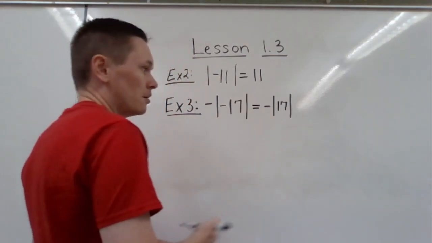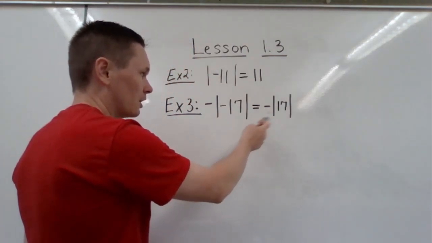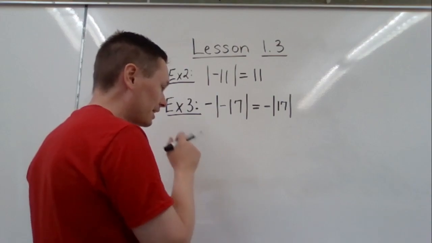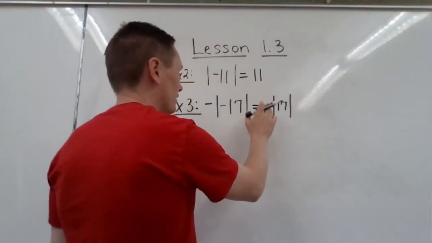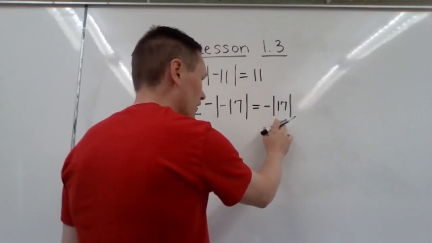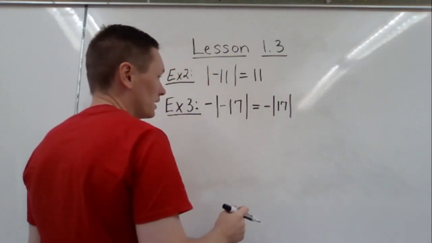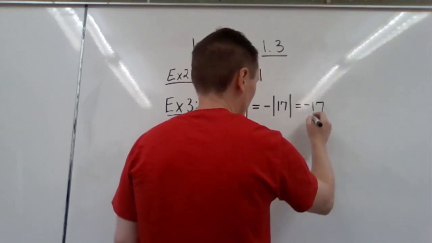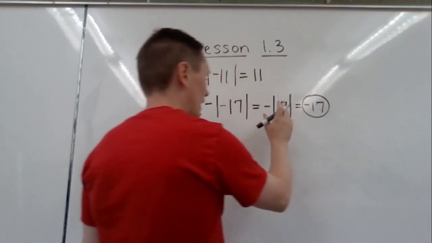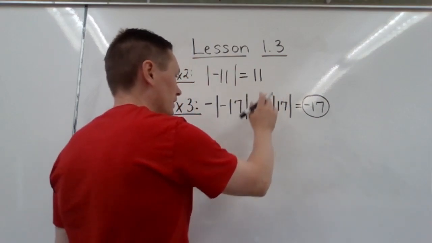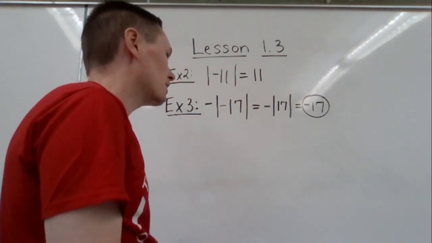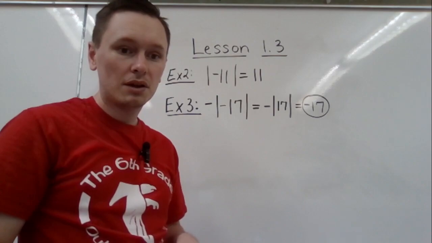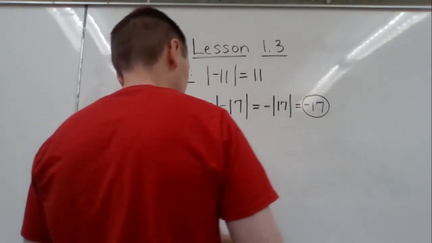And then you said, well, but Mr. Nerlich, the negative sign goes away because the absolute value is always positive. However, in this instance, since the negative sign is not inside the vertical bars or the absolute value signs, the negative sign stays there. So this actually equals negative 17, because the absolute value of 17 is 17, and we attach the negative sign. So as long as the negative sign is not inside the absolute value, it is not affected. Okay? All right, let's look at example number 4.